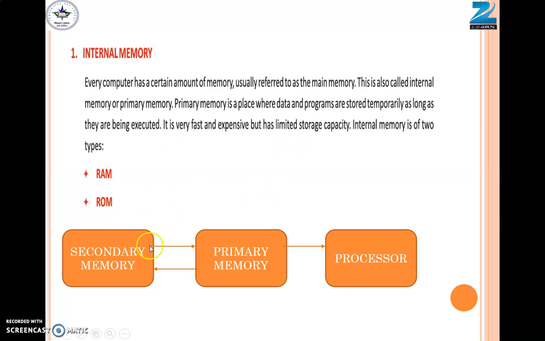All the data in the computer is stored in secondary memory. But we know that everything is being processed by the processor. So the processor accesses all the data through primary memory. Directly it is not accessing from secondary memory. So whatever data is being processed will come to primary memory, and then through primary memory the processor accesses that data. After processing, data is stored again in secondary memory.